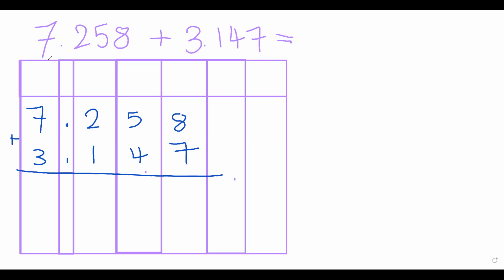Then after that, 8 plus 7, it's 15. So 15. I will write the 5, the ones, down, and the 1 up. 5 plus 4, 9, plus 1, 10. 2 plus 1, 3, plus 1, 4. Dot. 7 plus 3, 10. So the summation here is 10 and 405 thousandths. So here, in adding two decimal numbers, be careful, you're gonna order them under each other. Then start to add. Got it? Okay.